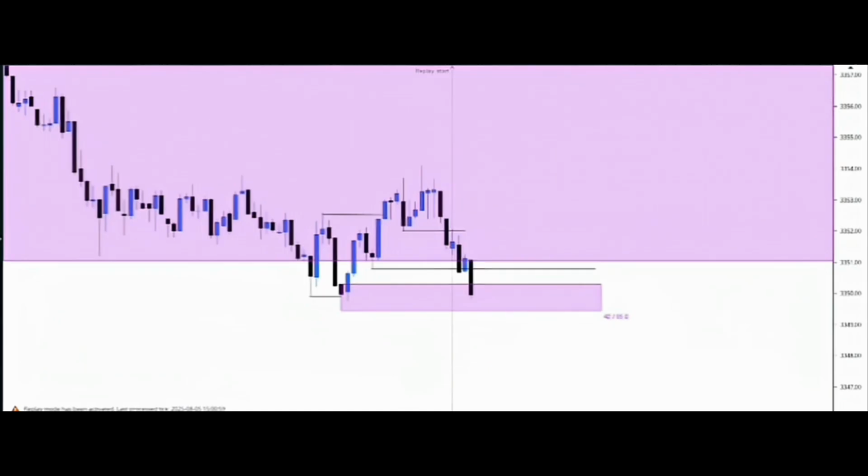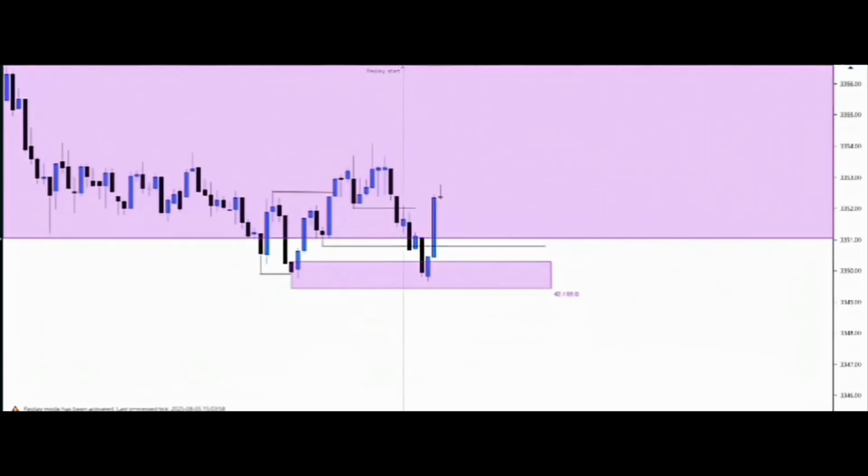So boom, into the area of interest. Is it going to go our way? Well, we don't know yet. Let's see. Price is beginning to go our way. Let's just frame this trade.